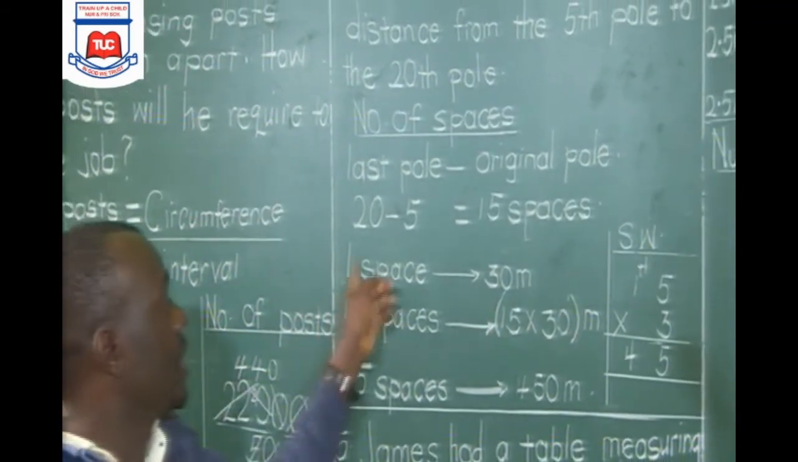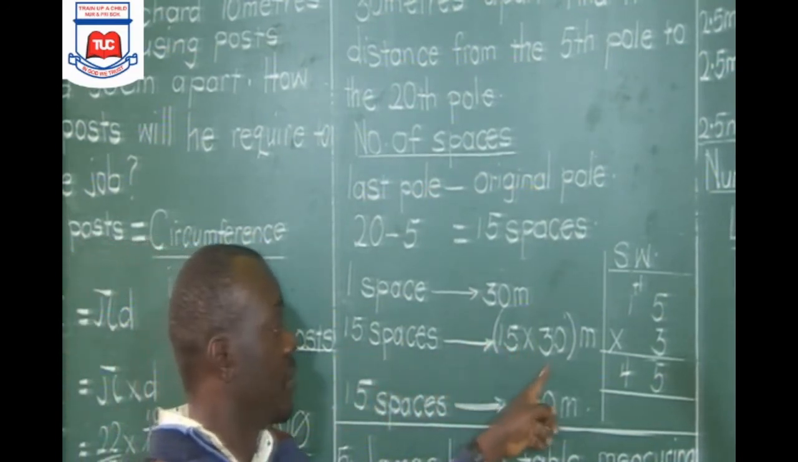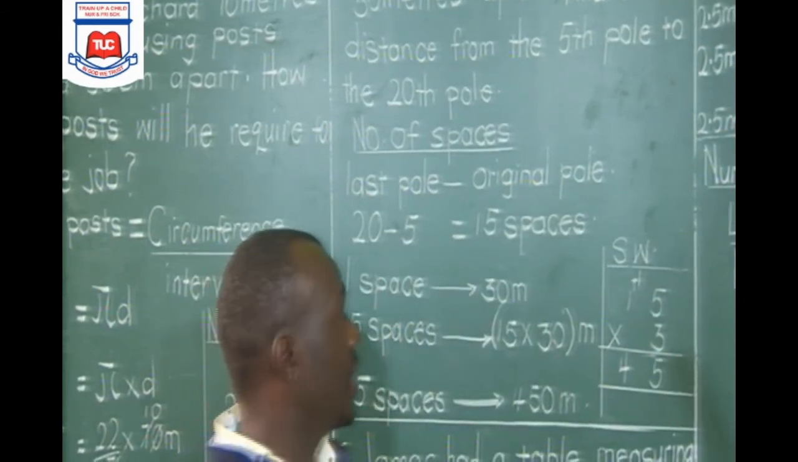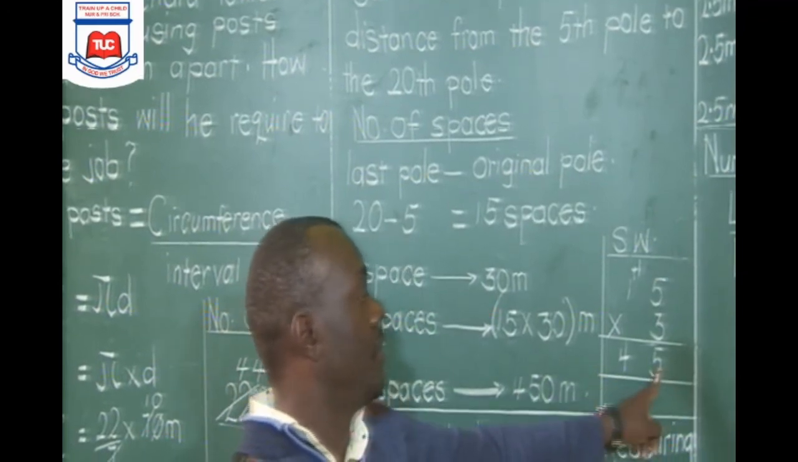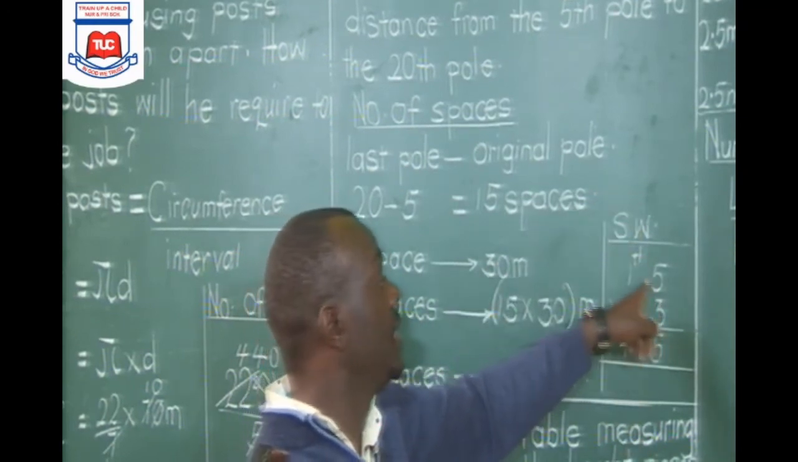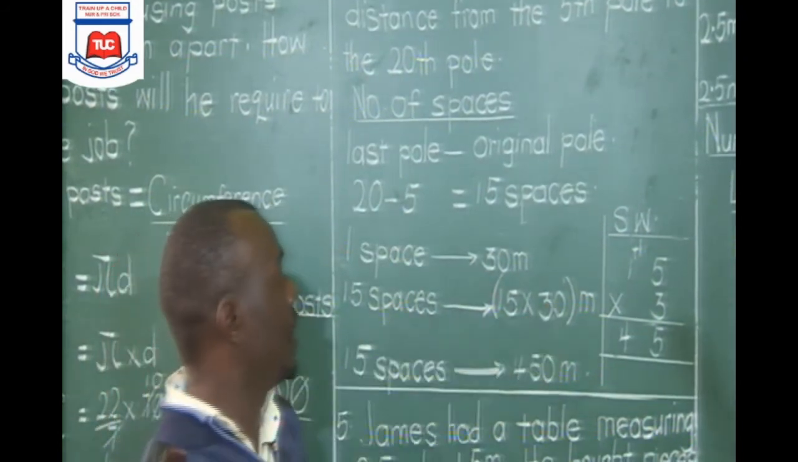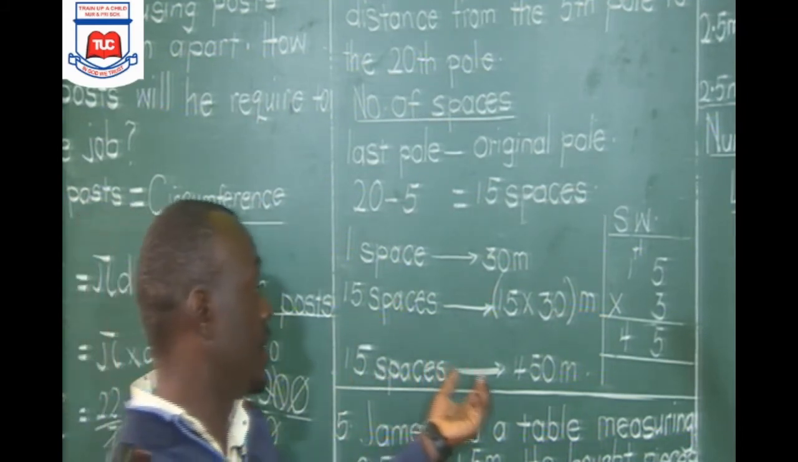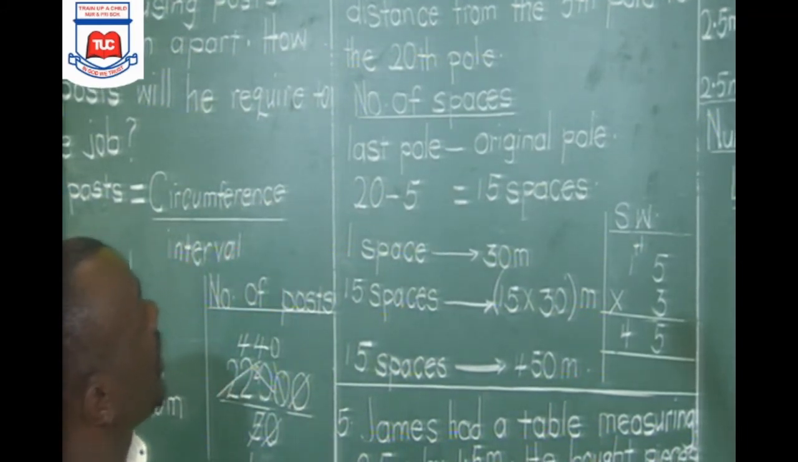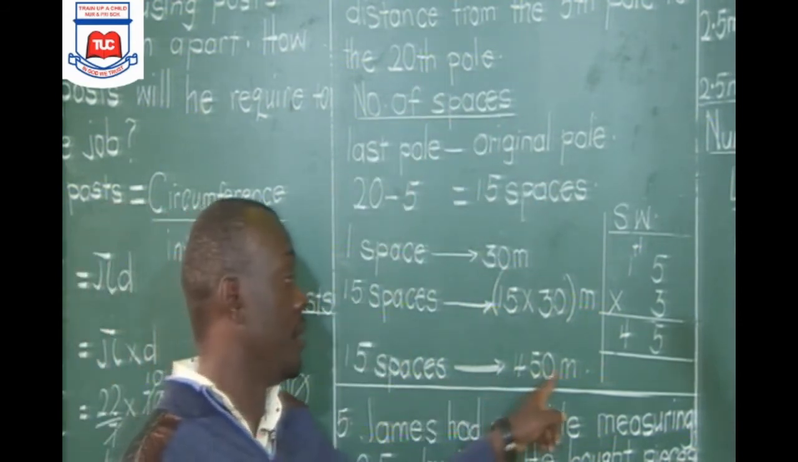So you say one space is a representation of 30 meters, then 15 spaces represent 15 times 30 meters. In side working, you get 15 times 3. Remember to add on 0 thereafter. 3 times 5 is 15, right? A 5, and regroup 1 on the 10's place value. You say 3 times 1 is a 3, and the 1 regrouped. You get 45. Remember our 0 we left here, 30. So 15 spaces represent 450 meter distance. So the distance between the 5th pole and the 20th pole is actually 450 meters.